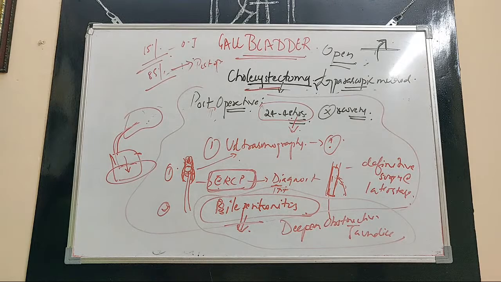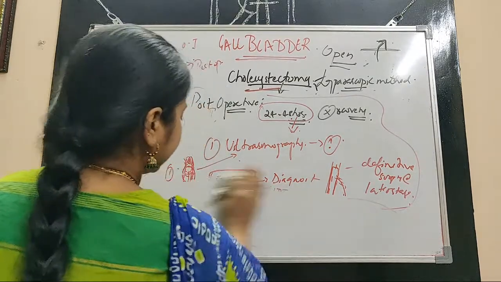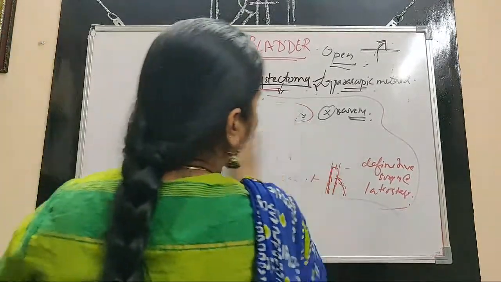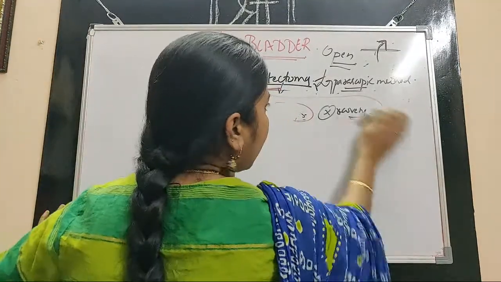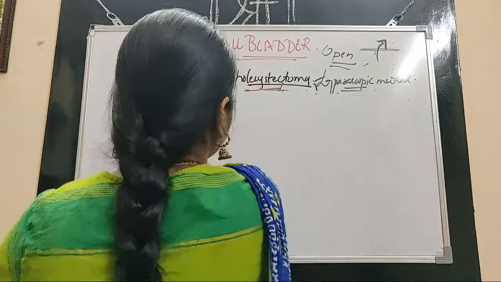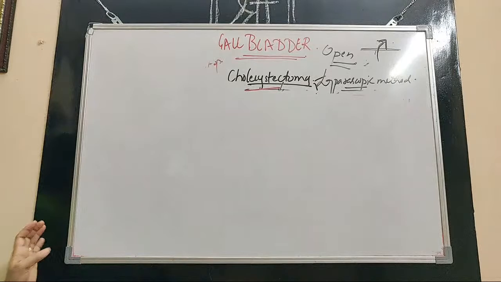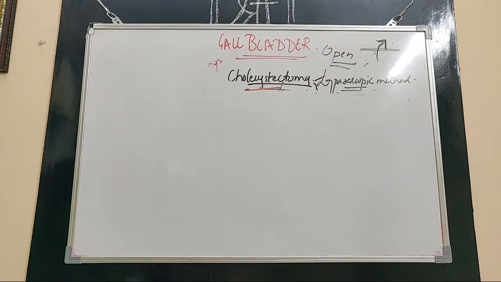So this was with respect to laparoscopic cholecystectomy, how it is done, and what are the probable complications. More than the operative technique, what is important for us is to know the complications associated with the surgery, so that we are able to pick them up at a faster pace.